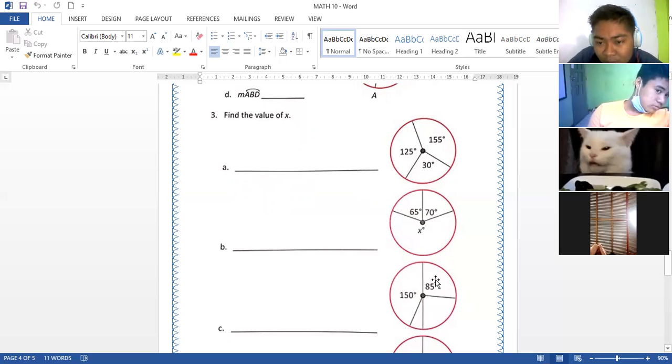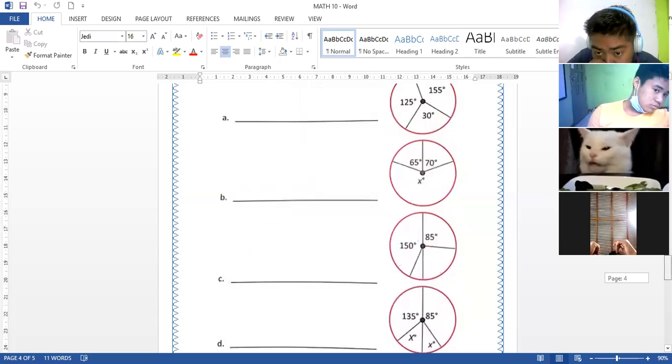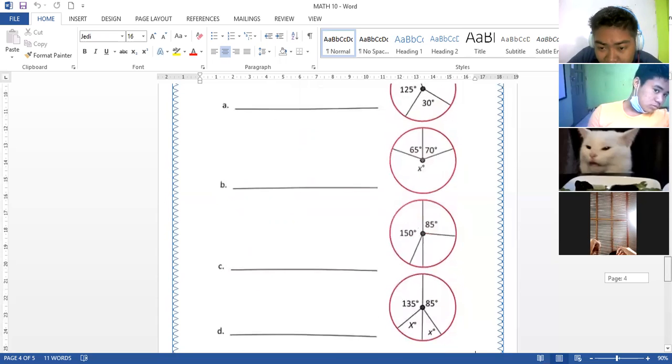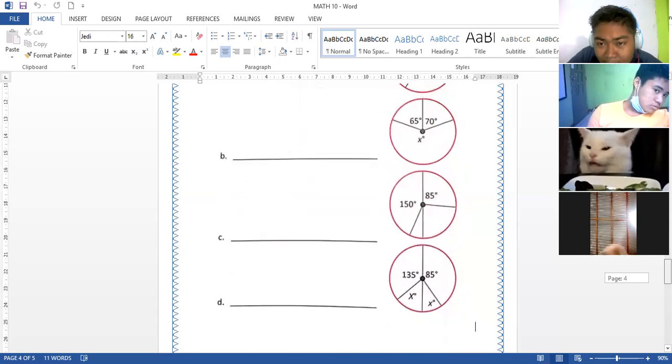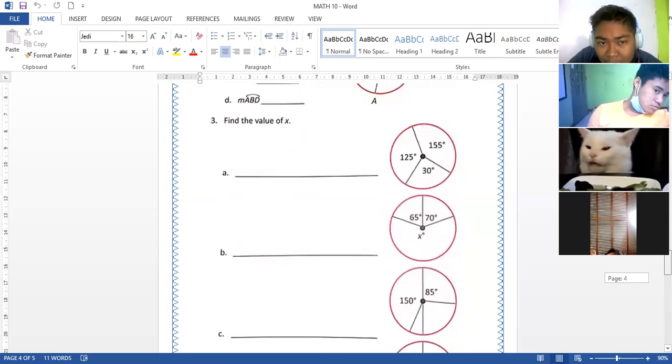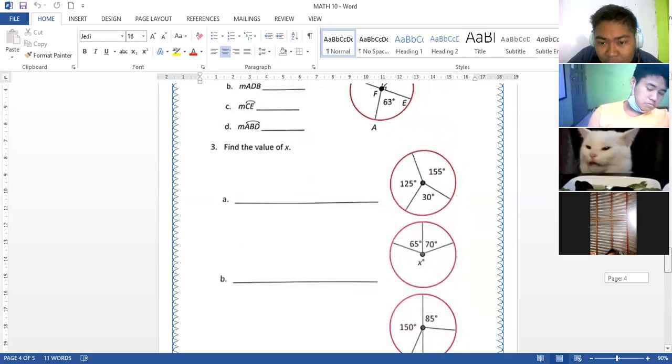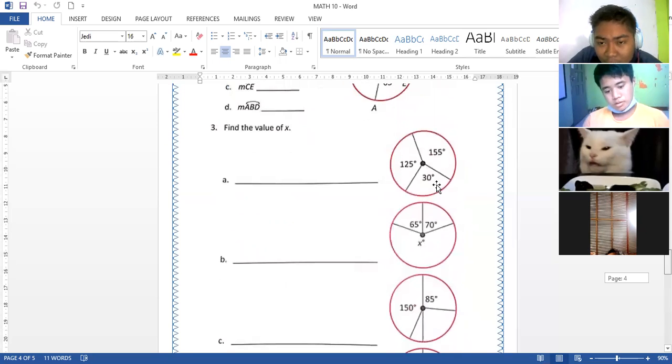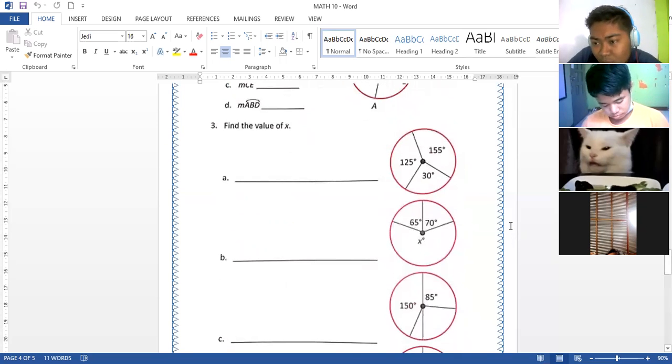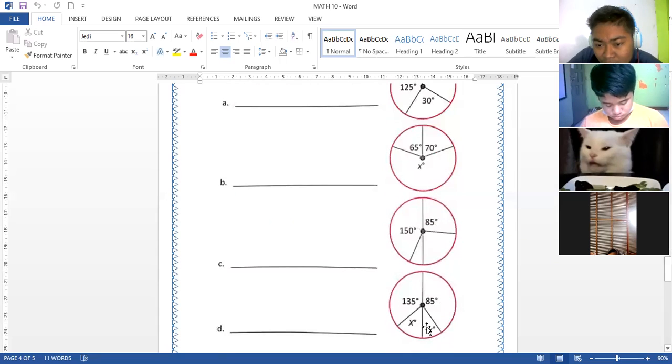Yun, may dalawang x dito. Paano yung walang X, sir? Paano yung mga walang X? Apat ata ito eh. Ito wala. Wala kayong gagawin dyan. Ito meron. 1, 2, 3. Ito na lang. Dito ko nilalagay yung X.